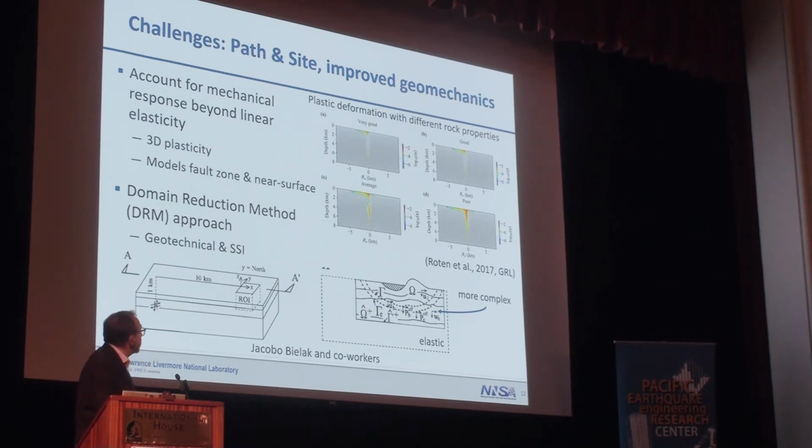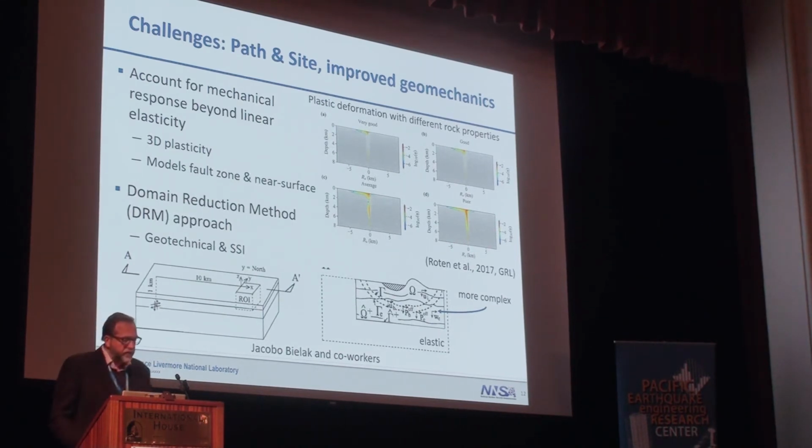One way to handle that is to develop a code that includes all those 3D effects of plasticity. The San Diego State University group, Daniel Roten and Steve Day and co-workers, have put that in their finite difference code. And this just shows the plastic deformation for hard rock getting to poor quality rock.